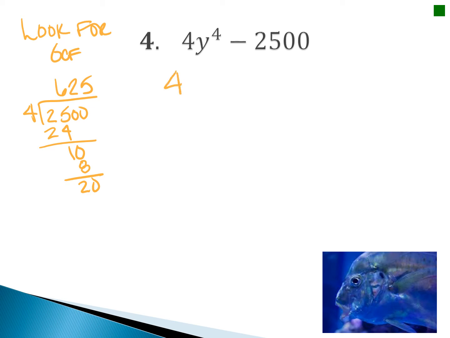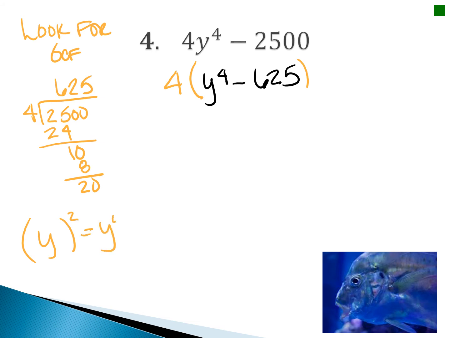So if we take out that 4, what do we have left over? We have y to the 4th minus 625. Now, y to the 4th is a perfect square. Y to the something squared has to equal y to the 4th. Remember what we do with creepers? We multiply. So this is the square of y squared. Keep that 4. Do not lose that 4.